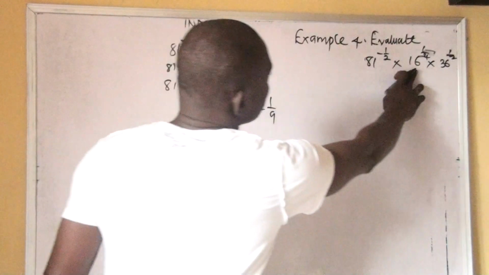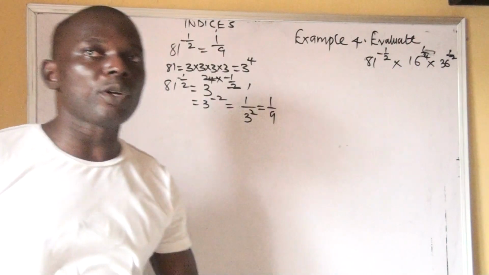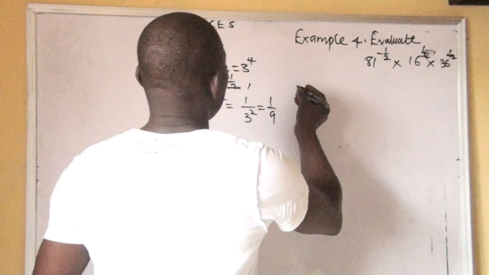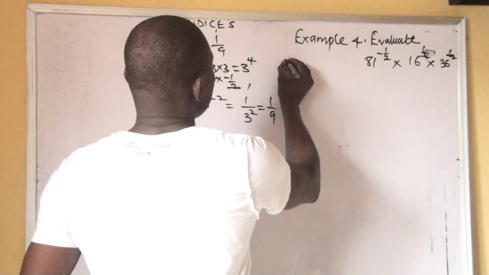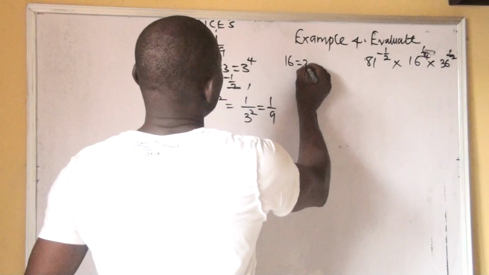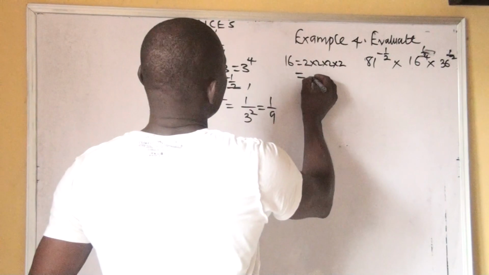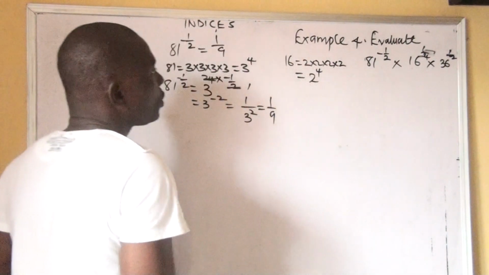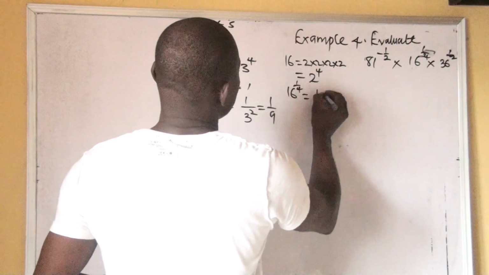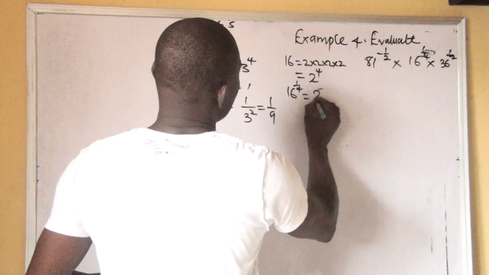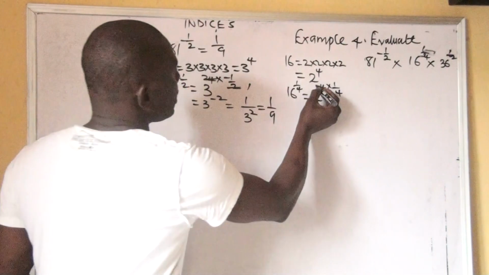Then let's go to this 16 raised to power 1 over 4. We can also express 16 as a product of its prime in index form. 16 here is 2 times 2 times 2 times 2. That means this is 2 raised to power 4. So we express our 16 raised to power 1 over 4 as 2 raised to power 4 times 1 over 4. What happened here is this. We go with this.